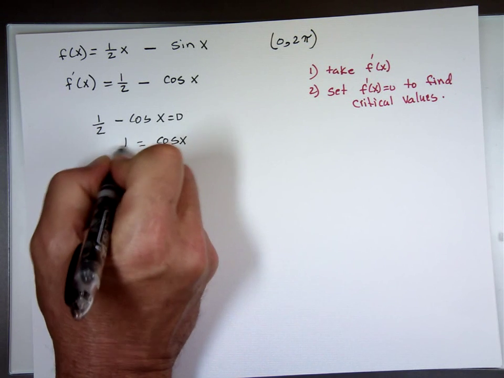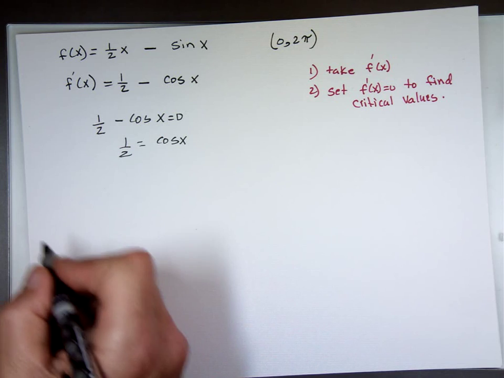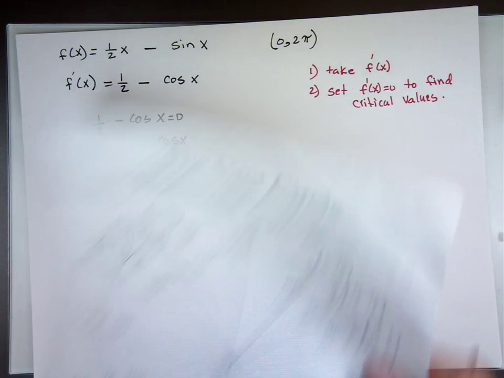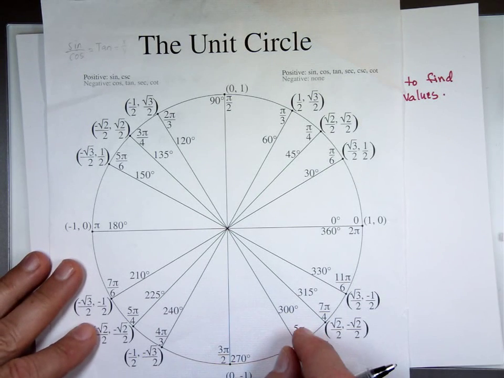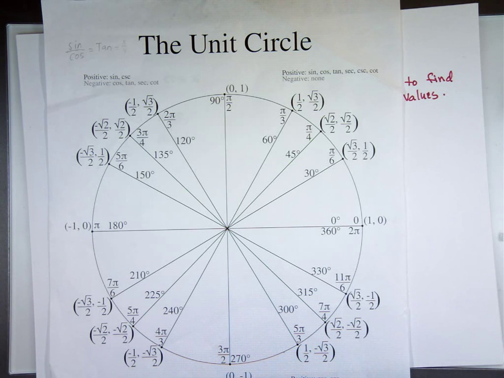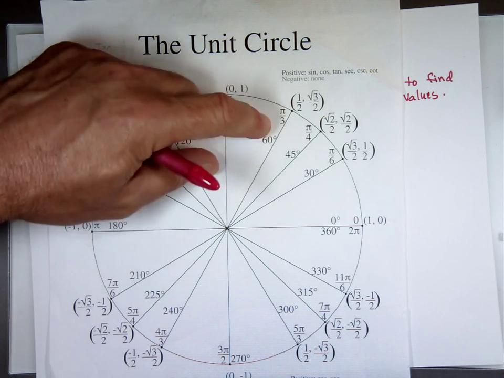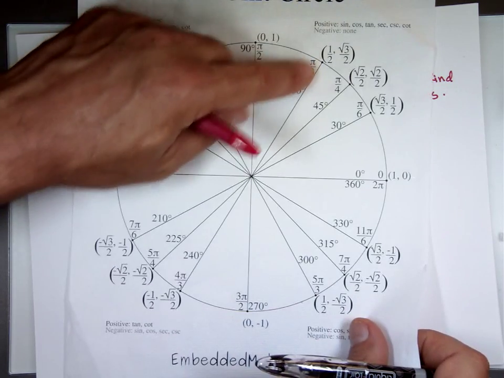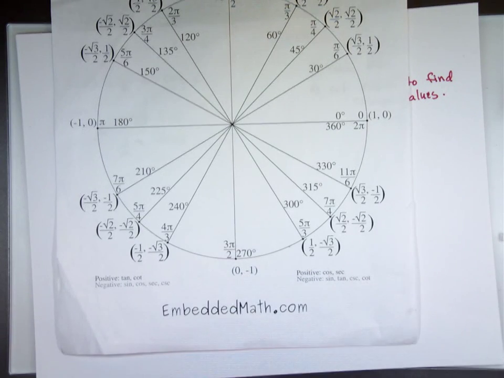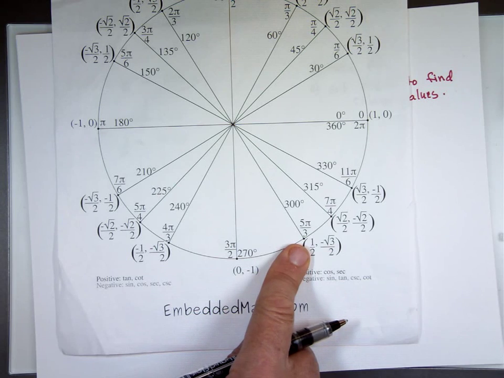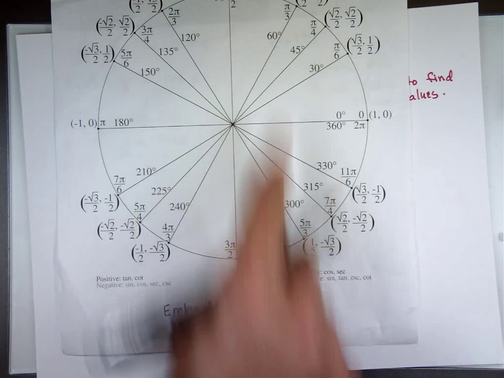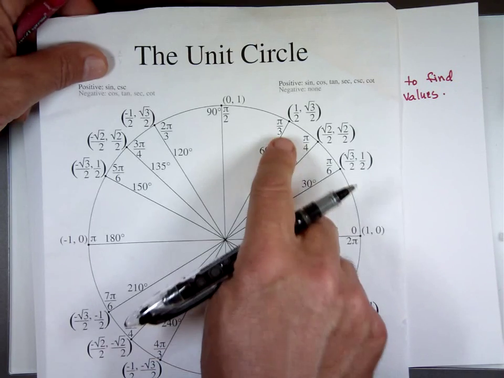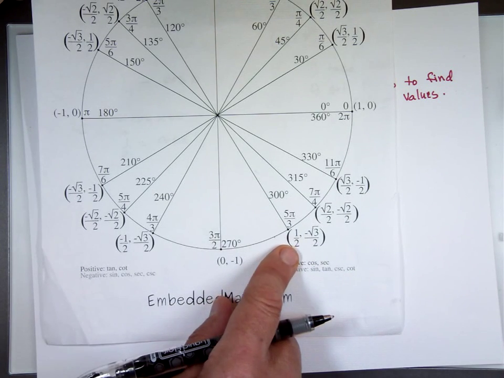Where's my unit circle? Between 0 and 2 pi, where's the cosine equals 1/2? Cosine is the first number. Pi over 3, and there's another one, 5 pi over 3. See them? Pi over 3, the cosine is 1/2. 5 pi over 3, the cosine is 1/2. There are two values.